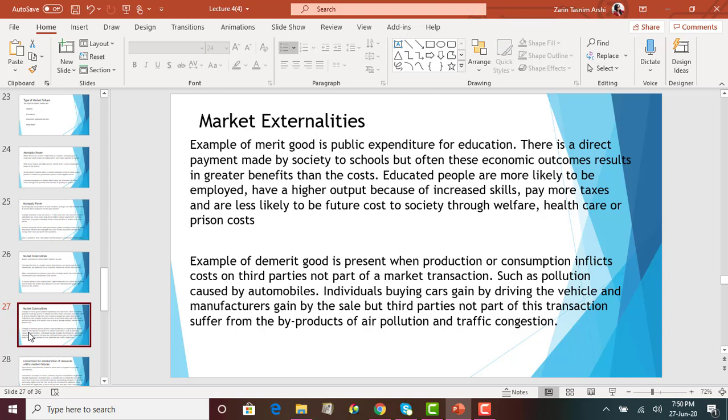An example of a demerit good or negative externality would be, let's say I buy something and because of that third parties are affected negatively. Again, let's say I buy a Toyota car from a Toyota dealership, I pay for the price, we are happy, but when I'm driving the car, I'm creating pollution and I'm creating traffic which affects the third parties or the people in that area negatively. Okay, so these are market externalities, demerit or negative externalities, or merit or positive externalities, which can create inefficiency in the market, which eventually causes market failure.